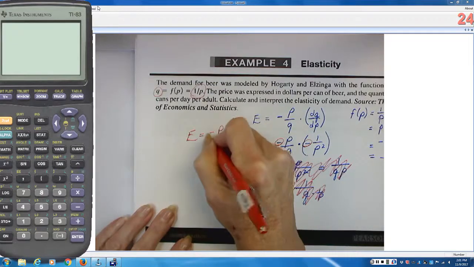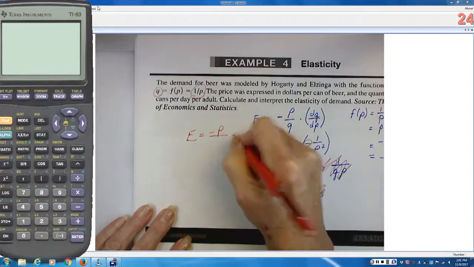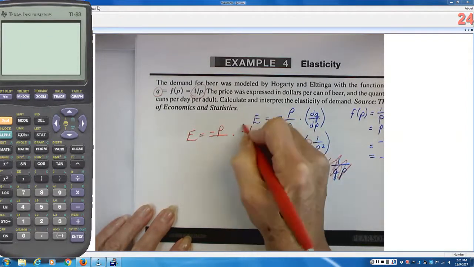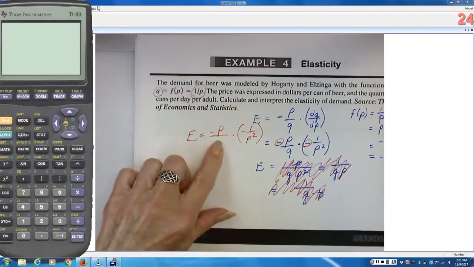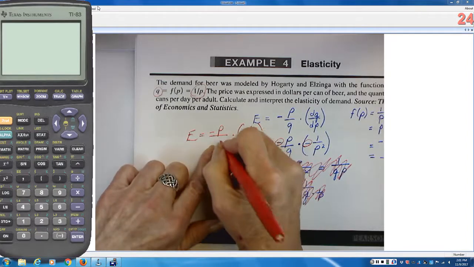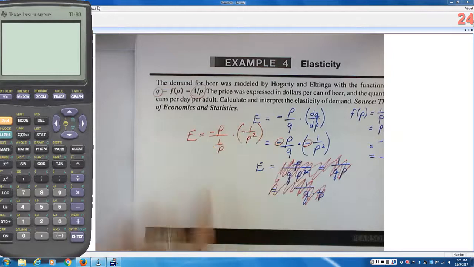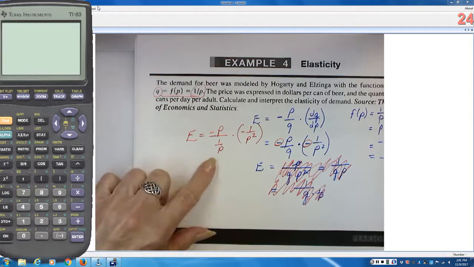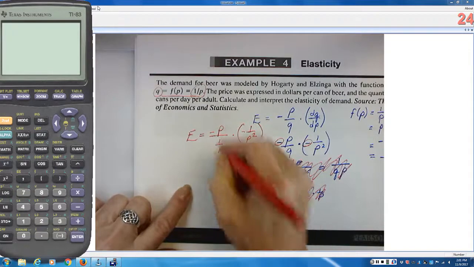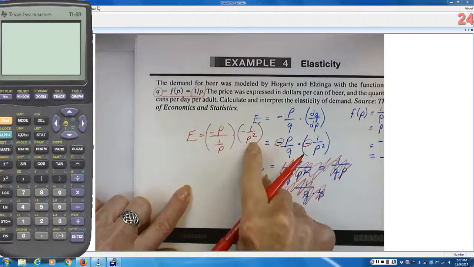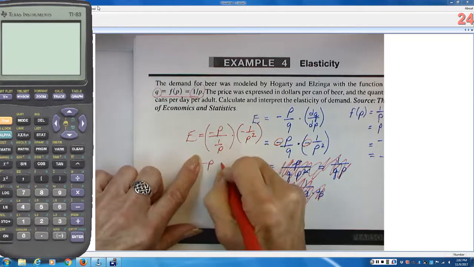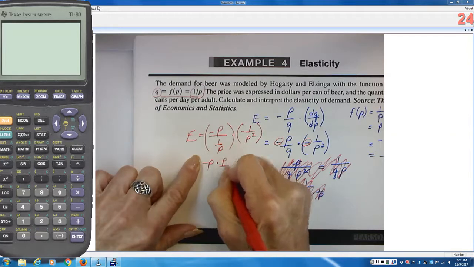Elasticity equals negative P times the derivative, which is negative 1 over P squared. And let's go ahead at this point and substitute in Q is equal to 1 over P. Where do you get that from? You take it from the original formula, okay? So if we do that, then this whole first quantity is negative P times P over 1.